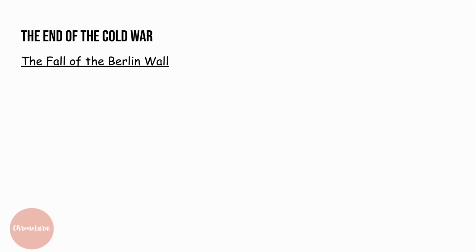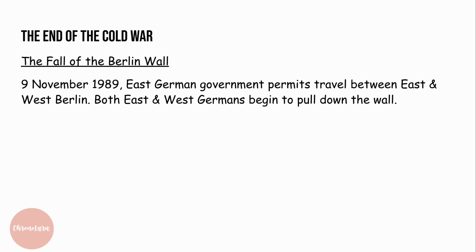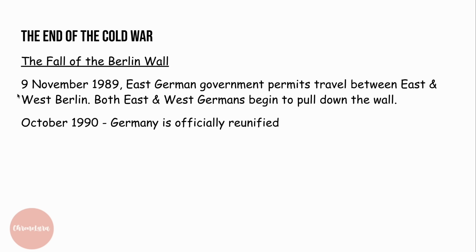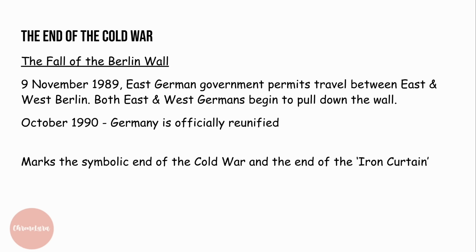The fall of the Berlin Wall. Now, on the 9th of November 1989, the East German government permits travel between East and West Berlin, and both East and West Germans begin to pull down the wall. This was actually an accident, it was not meant to happen, however, it was for the greater good. And now, October 1990, Germany is officially reunified. This marks a symbolic end of the Cold War and the end of the Iron Curtain that Churchill was talking about in 1946.